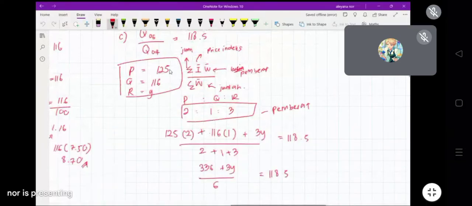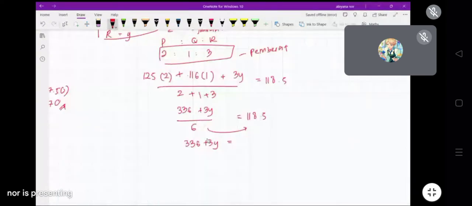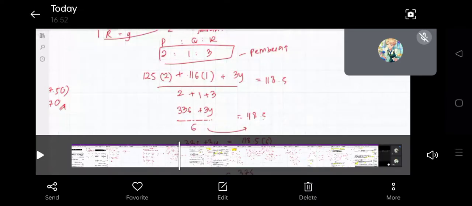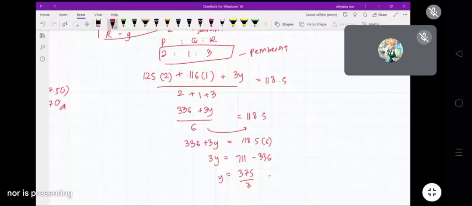125, darab with 2. Got P plus 116 darab dengan 1. Got Q plus 3Y. And then bahagi dengan 2 tambah 1 tambah 3 sama dengan 118.5. If you're asking where you get the 118.5, you get it from the question itself. Read the question. Then you just do normal algebra stuff. I hope you know this lah.